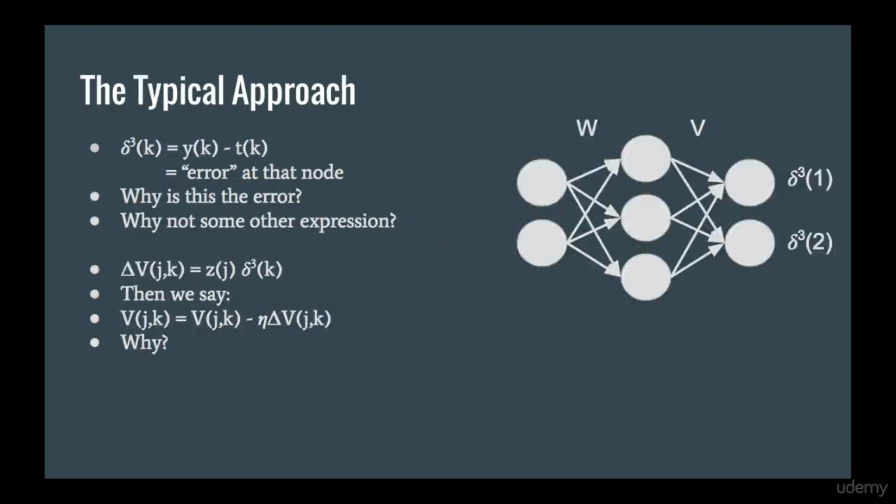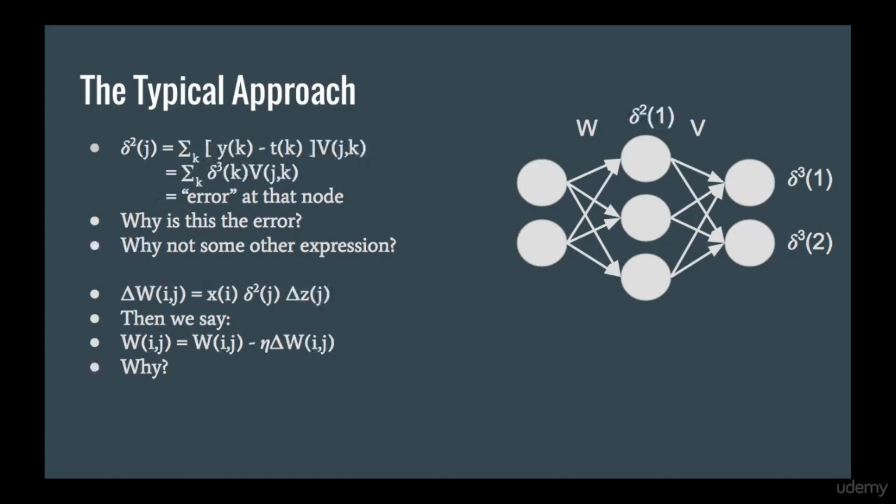First, we start with this term called delta, which we can think of as the error at a node. So therein lies the first problem. Why is this the error? Why is it not some other expression? So it's not very well defined. Then we say the weight update can be expressed in terms of this error. Well, that makes sense, that the update should depend on the error at a node that is affected by that weight. But again, where does this expression come from? We can't just go around making things up because they make sense when you explain it in words.